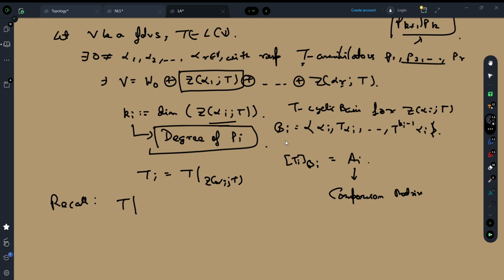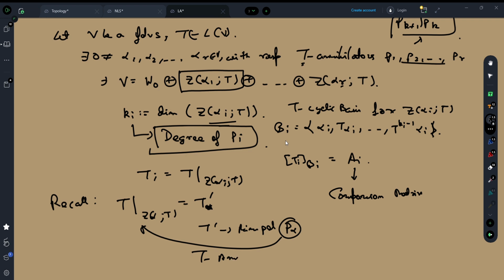So if you have a linear operator, in terms of what we have discussed here, if you restrict T to some Z alpha T, let this be T dash, then T dash has the minimal polynomial P alpha. P alpha is the T-annihilator of alpha. Then this matrix is nothing but the companion matrix of P alpha. And in this case, that is the companion matrix for the vector alpha i, right? So it's the companion matrix of Pi, because Pi is given to be the T-annihilator of alpha.